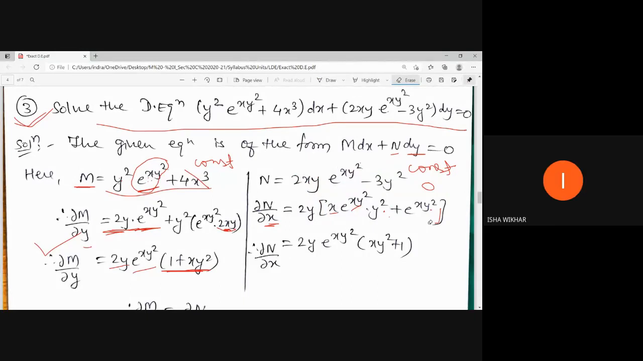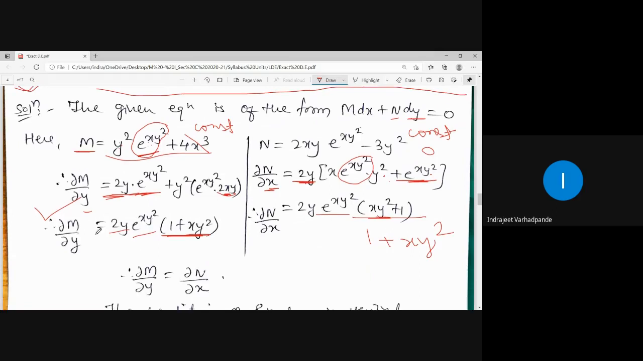So now what is taken common? From this term I can take out e to the power xy square, and from this also I can take out e to the power xy square. 2y is already outside. So taking e to the power xy square, what remains? xy square plus 1, which is 1 plus xy square. I hope both the values are equal now. So del M by del y is equal to del N by del x. The condition of exactness is verified. The given differential equation is an exact differential equation.